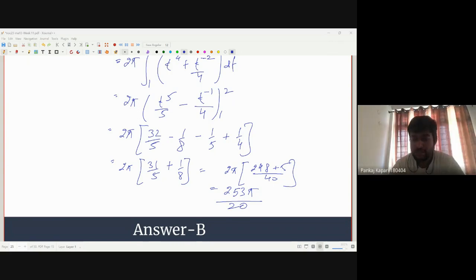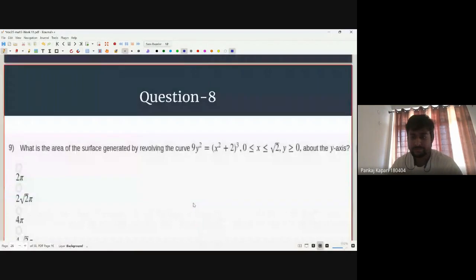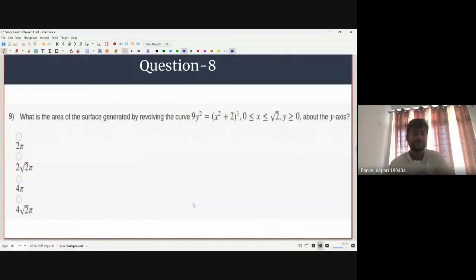Okay, so let's start with the next problem. Okay, so we have to find the area of surface of revolution where we are revolving this curve where x varies between 0 and root 2 and y is non-negative, and we are revolving it about the y-axis.